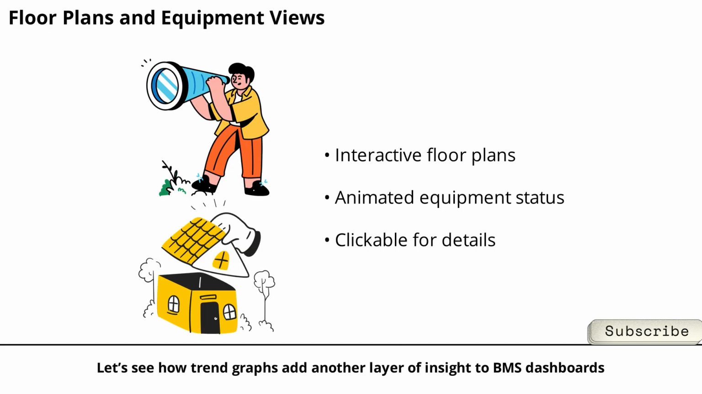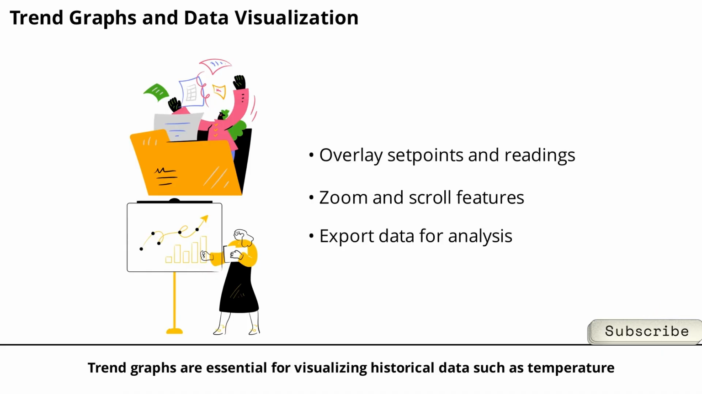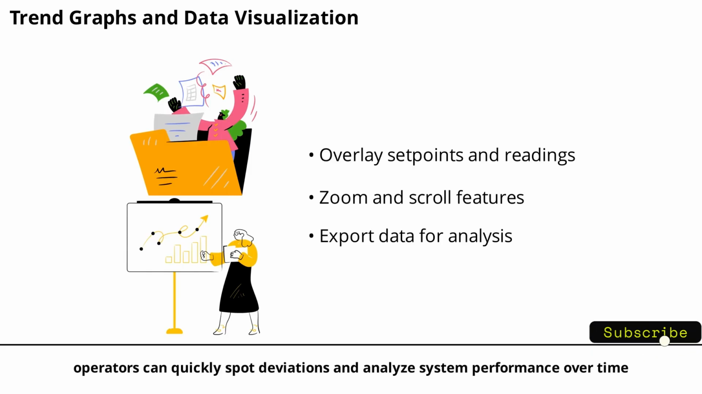Let's see how trend graphs add another layer of insight to BMS dashboards. Trend graphs are essential for visualizing historical data such as temperature, flow, or energy usage. By overlaying set points and actual readings, operators can quickly spot deviations and analyze system performance over time.